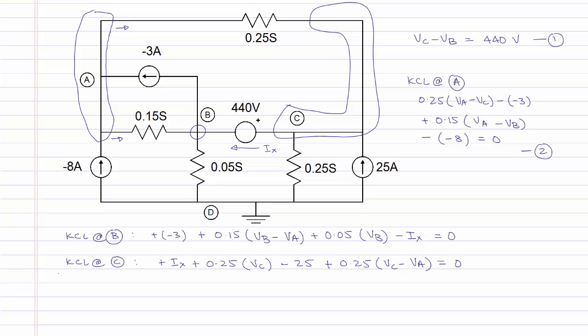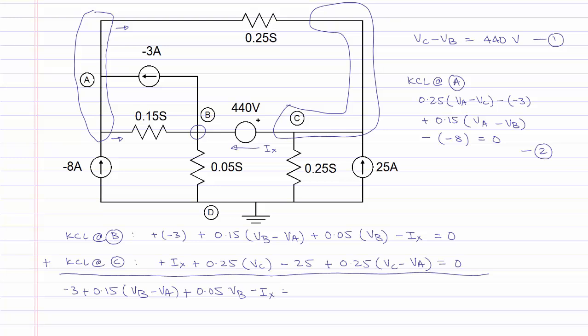We can add the KCL equations at nodes B and C to get a single equation. And this single equation will give us minus 3 plus 0.15 times (VB minus VA) plus 0.05 VB minus Ix plus Ix plus 0.25 Vc minus 25 plus 0.25 times (Vc minus Va) is equal to 0.